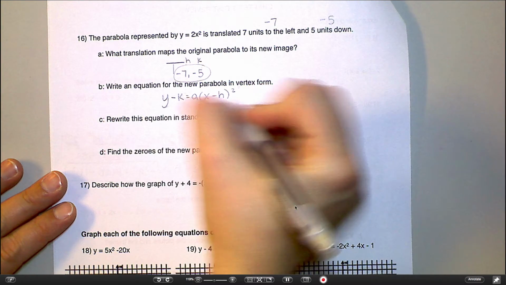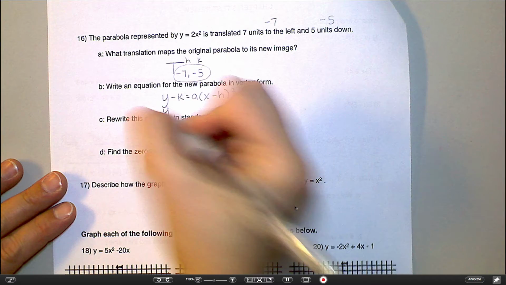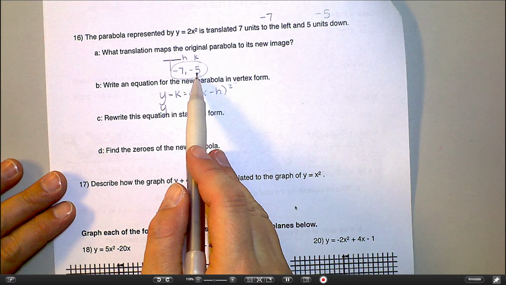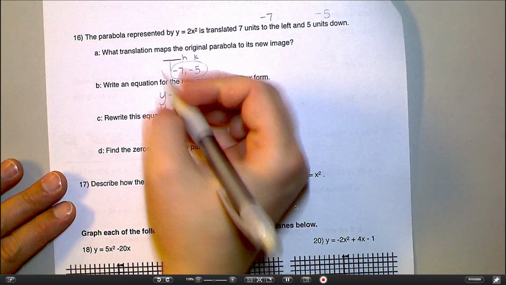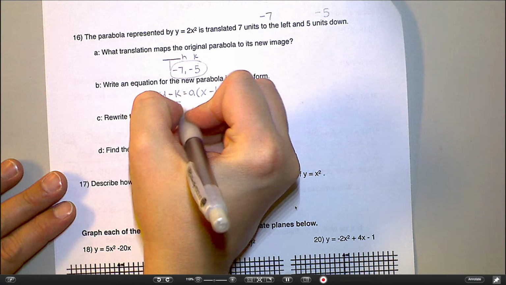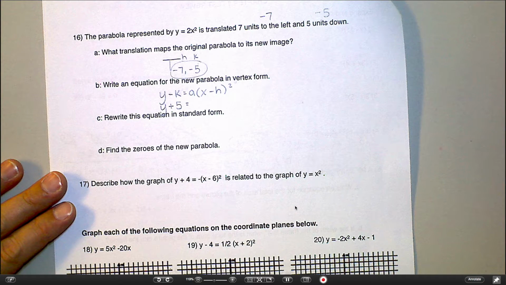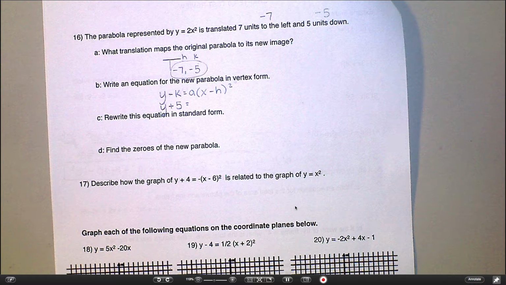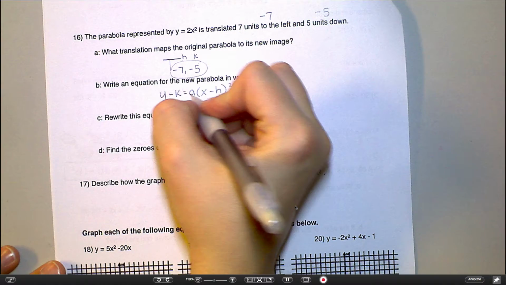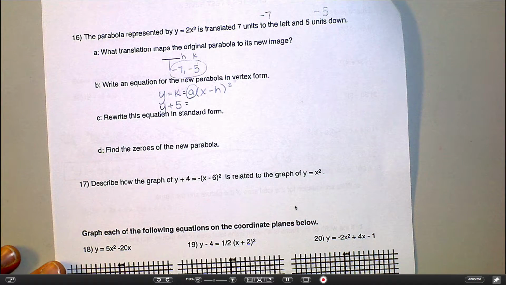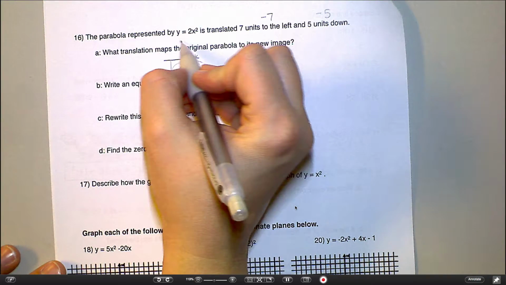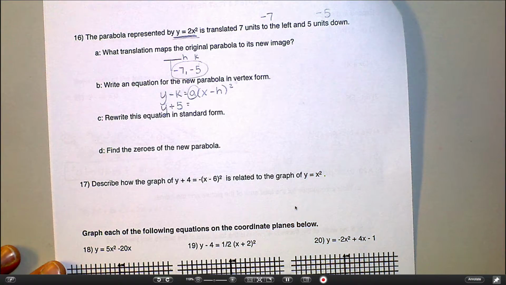So I'm going to say y. Now what's going to happen if I do minus negative 5, plus 5? And do you see why I'm choosing the 5 and not the 7? Because I'm looking for k. In the equation, the letters are kind of backwards. Where do I get a from? Yeah, up here. It said my original parabola was y equals 2x squared.